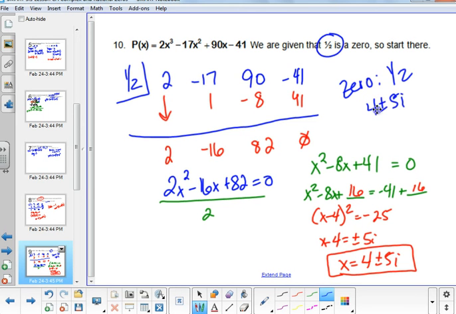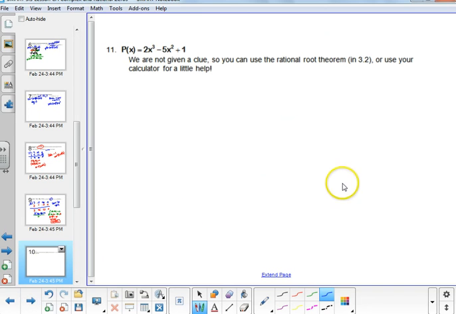So a couple things to note here. The complex answers, of course, are not x-intercepts because they don't cross the x-axis. The other thing to note is that the complex answers came in a conjugate pair. 4 plus 5i and 4 minus 5i are conjugate pairs of each other. If you have a complex solution to a polynomial, its complex conjugate twin must also be a solution. We'll come back to this in the next lesson.